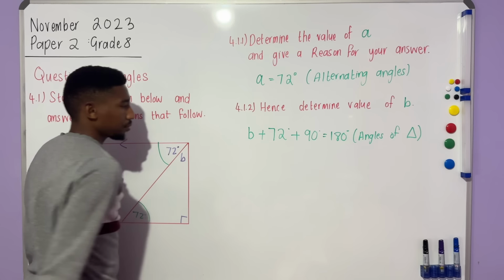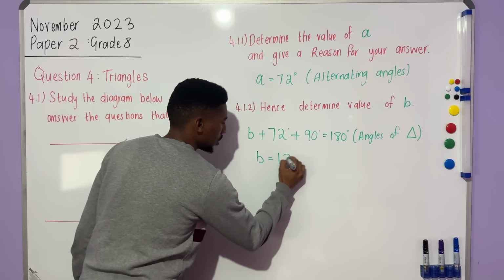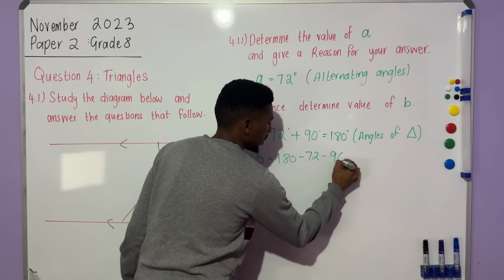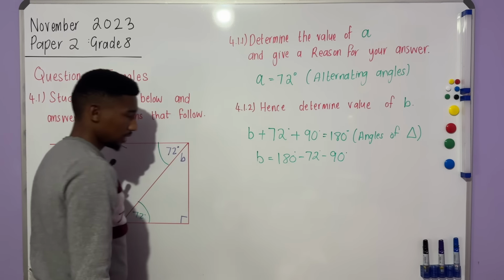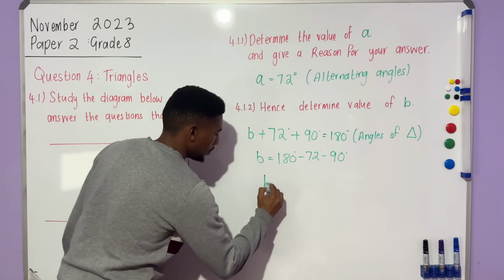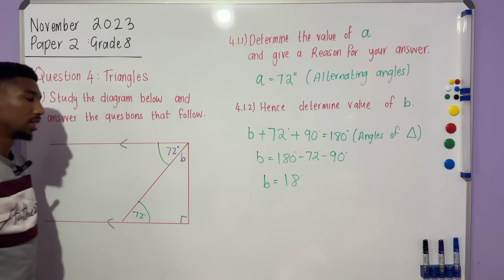Then we take everything over to the other side. So B is equal to 180 minus 72 minus 90 degrees. And B is simply equal to 18 degrees.